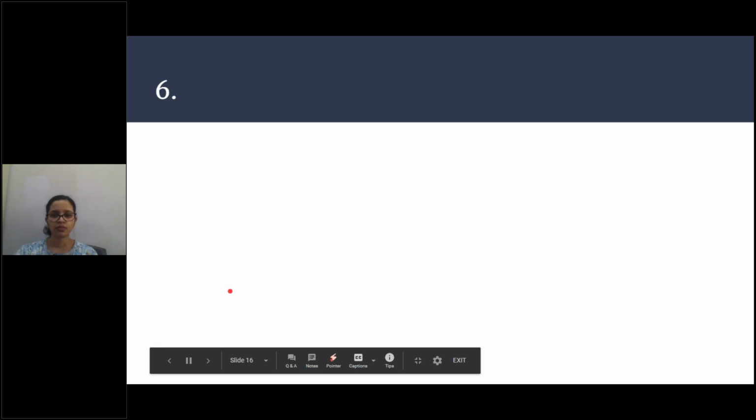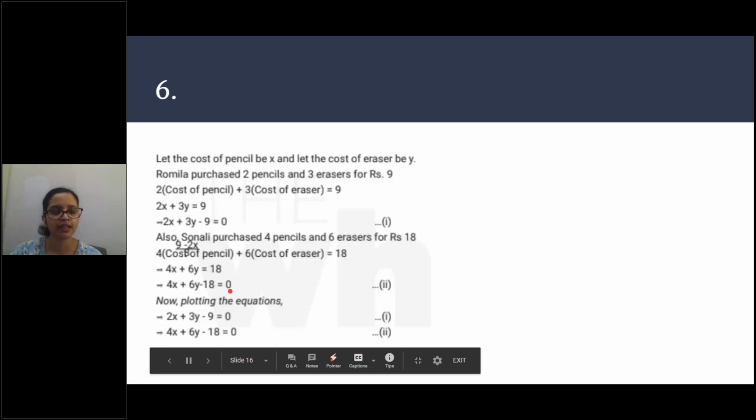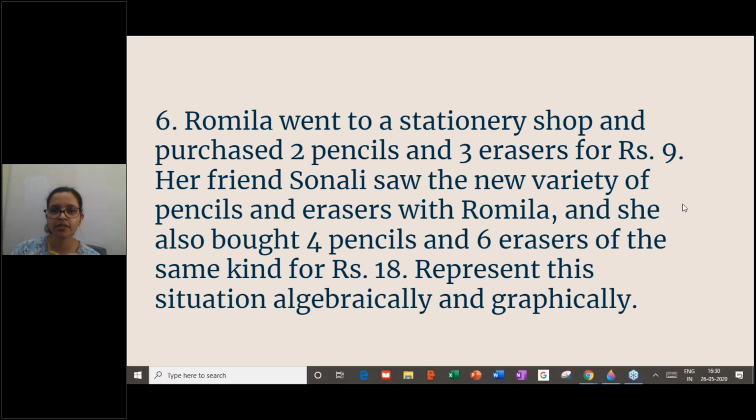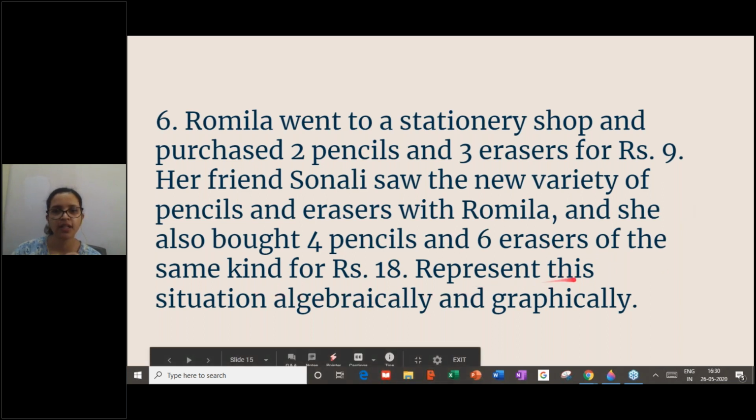Okay. Romila went to a stationery shop and purchased two pencils and three erasers for rupees 9. Her friend Sonali saw the new variety of pencils and erasers with Romila, and she also bought four pencils and six erasers of the same kind for rupees 80. Represent this situation algebraically and graphically.